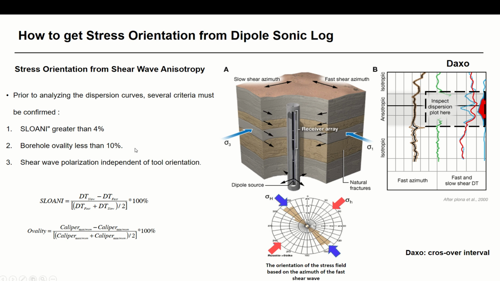The shear wave polarization should also be independent of the tool orientation. This confirms that your observed anisotropy is due to formation properties, such as stress-aligned fractures, rather than tool misalignment or poor centralization. When the shear wave polarization is independent of the tool orientation, it gives us assurance that it is not due to the tool itself. If we meet all those conditions, we ensure that the estimated azimuth of maximum horizontal stress is robust and geologically meaningful.